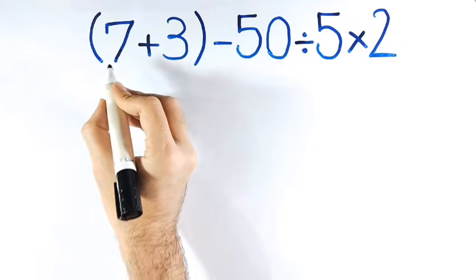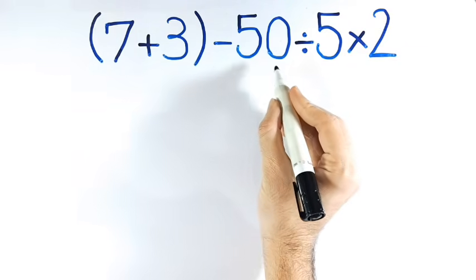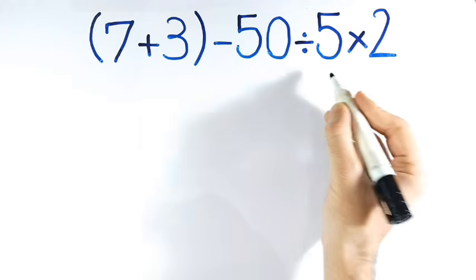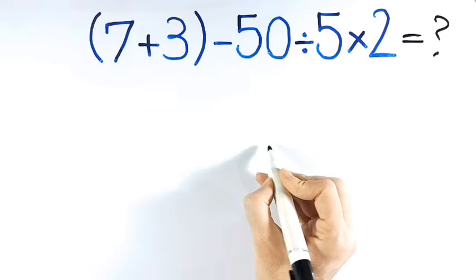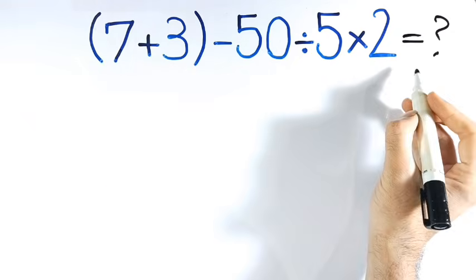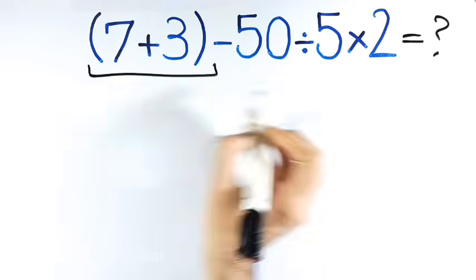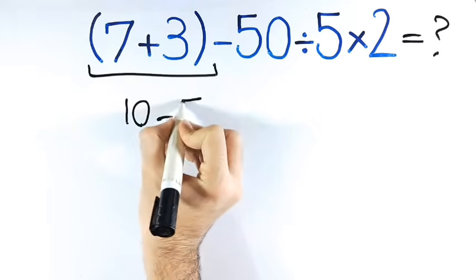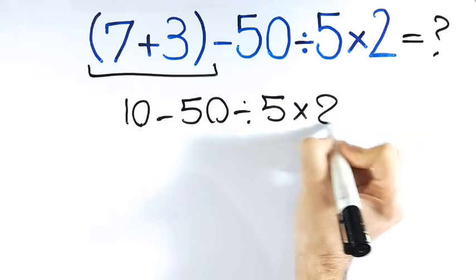If we have the expression 7 plus 3 inside the parentheses, then minus 50 divided by 5 multiplied by 2, then what is the correct answer of this question? Many people, when solving this question, first go to the expression inside the parentheses and write this expression as 10 minus 50 divided by 5 and multiplied by 2.